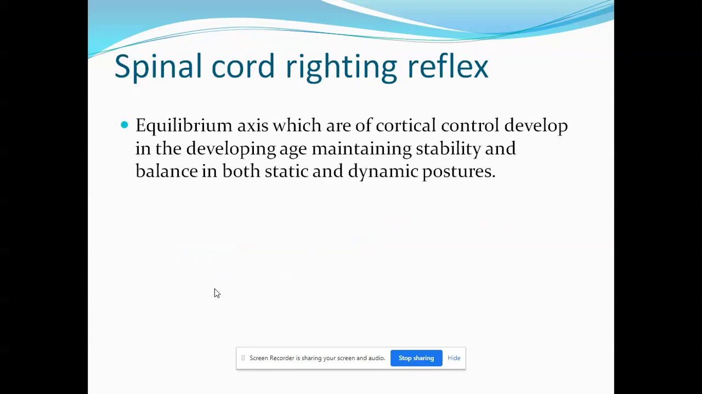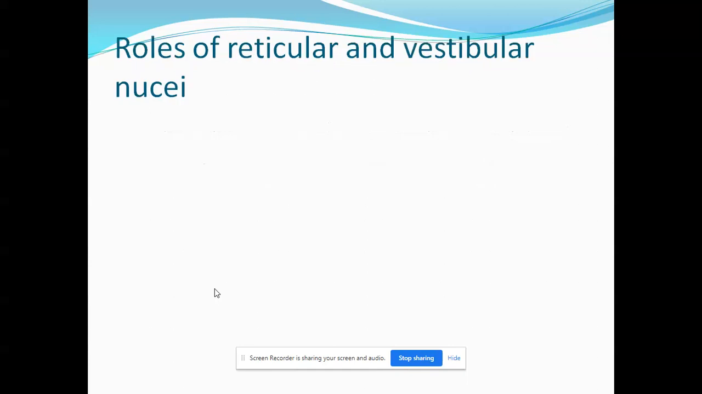Coming to the next type, that is your spinal cord righting reflex. Here, spinal cord righting is nothing but alignment of a body part along with the head. So there's something called the equilibrium axis, which starts from the cortical control, which is developed as the age progresses, and which is known to maintain stability and balance in both static and dynamic posture. That is alignment of the head with the trunk. That is nothing but spinal cord righting reflex.